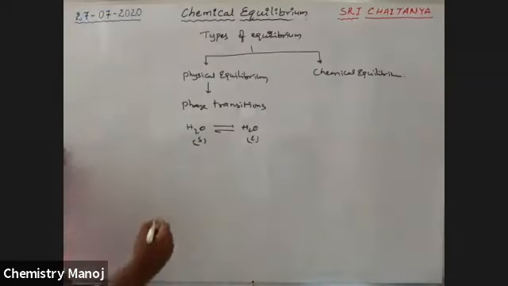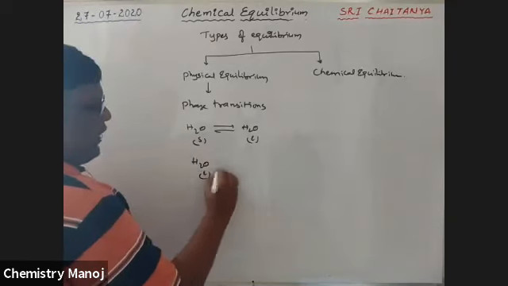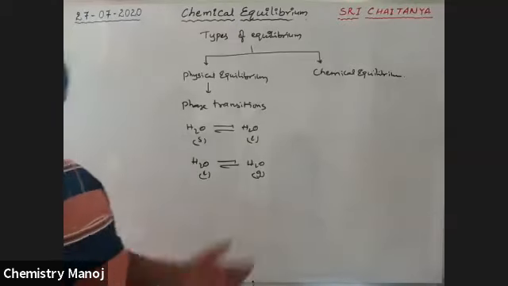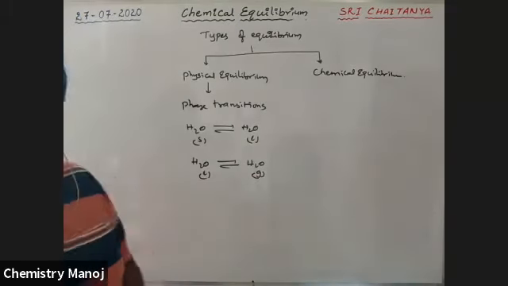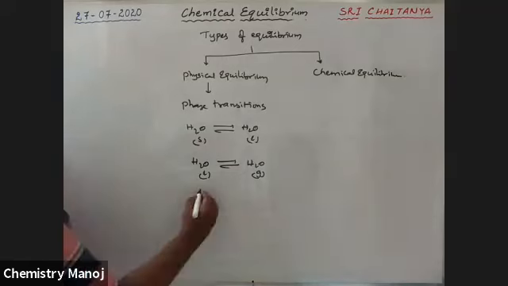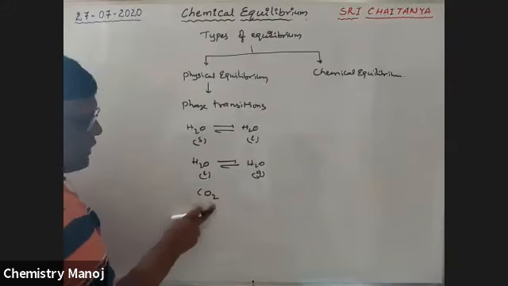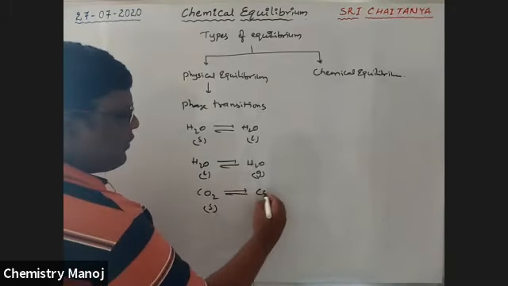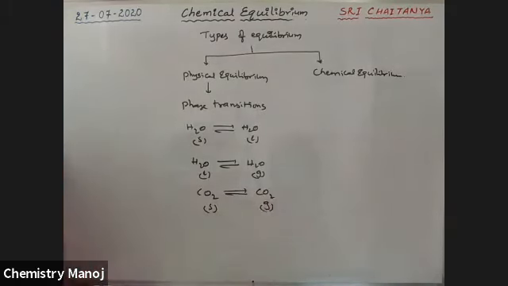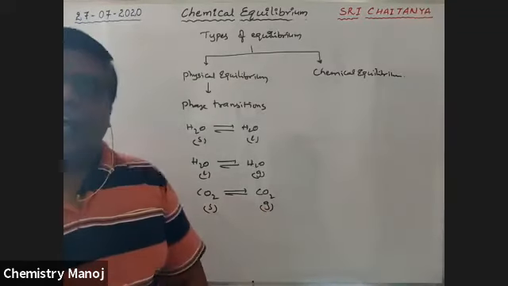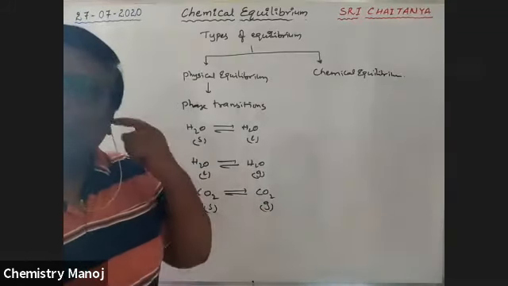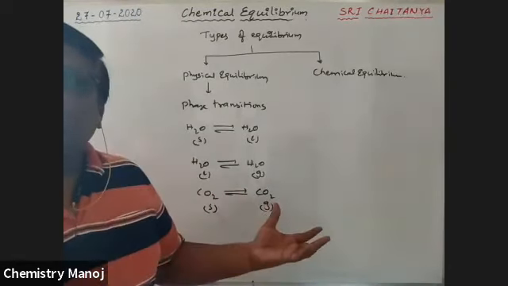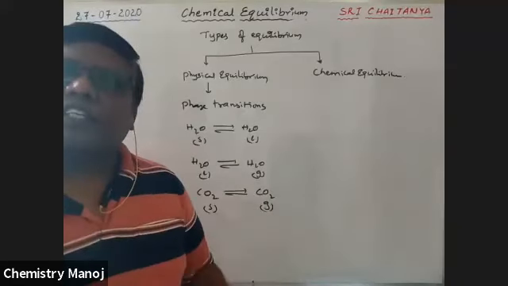Next, H2O liquid changes to H2O vapor. These two are in equilibrium, and again only physical changes. Now, solid CO2, which is called dry ice, is in reversible equilibrium with CO2 gas. Solid directly changes to the gaseous state, which is called the sublimation process, my dear boys. Here CO2, here CO2. The chemical formula is not changed, but the physical states are changed.